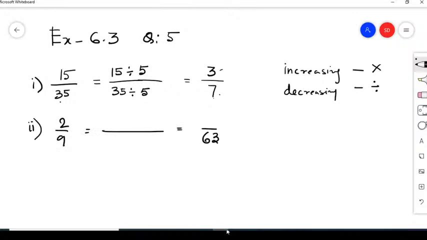So you see here that 9 is becoming 63, so it should multiply, right? If it is increasing, then we have to multiply. Now see with what we should multiply. We know that 9 sevens are 63. So if 9 is multiplied with 7, it becomes 63. So you have to do the same for the numerator also. And so this will be 14. So this is your answer.